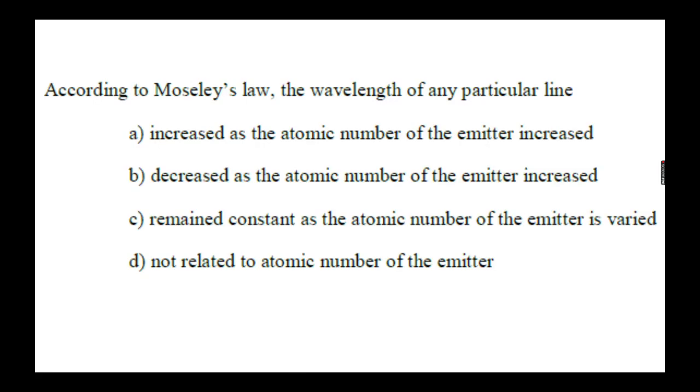So next is Moseley's law. The wavelength of any particular line increased as the atomic number of the emitter increased, decreased as the atomic number of the emitter increased, remained constant as the atomic number of the emitter is varied, or is not related to the atomic number of the emitter. Do you know Moseley's law? Then you may answer. What will be the answer for this?